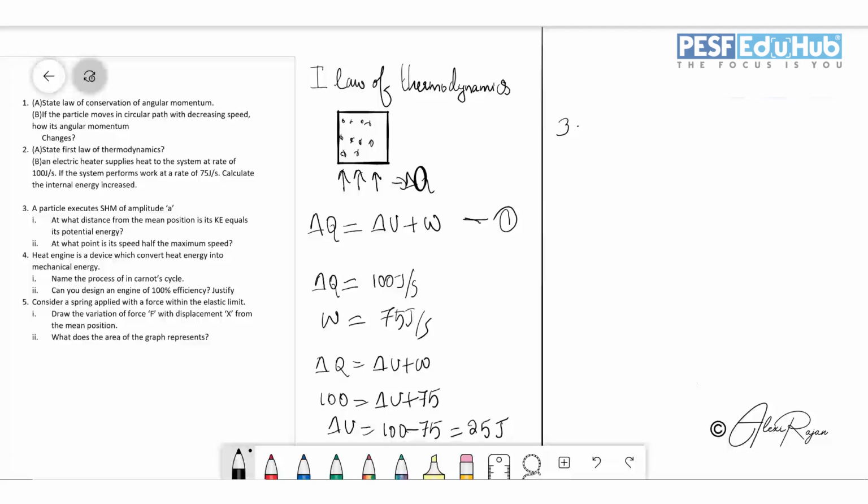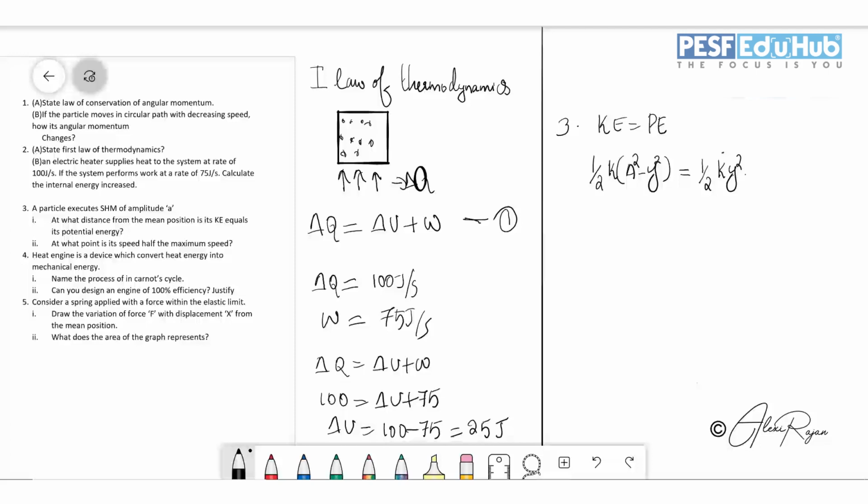At what distance, first sub question, at what distance from the mean position? So the first clue is given, that is kinetic energy is equal to potential energy. So from there we can directly write kinetic energy, for a simple harmonic motion, is equal to half k (a square minus y square), is equal to potential energy, half k y square.